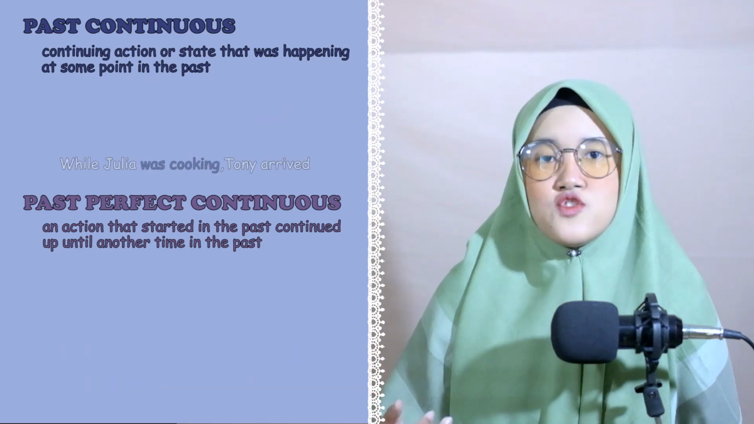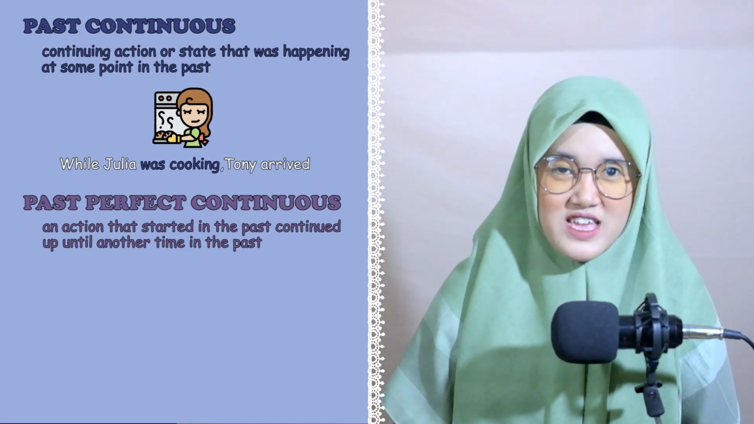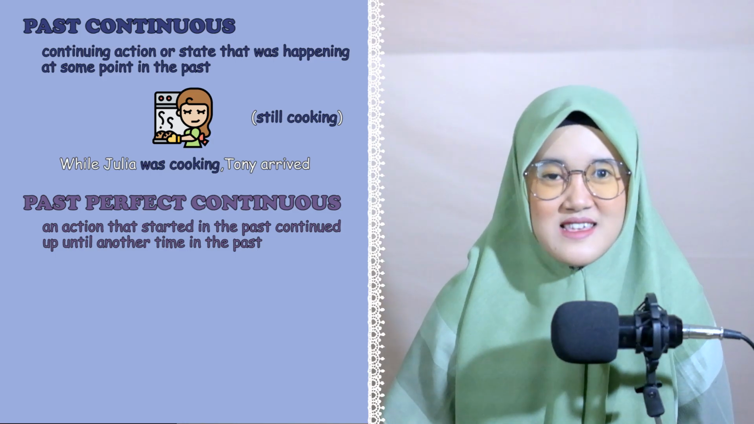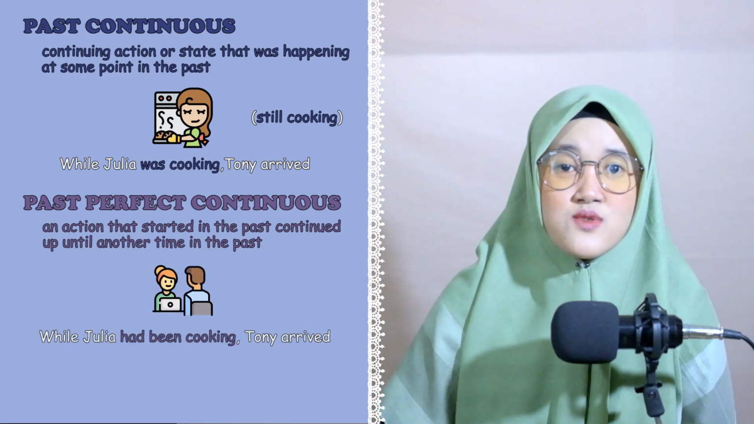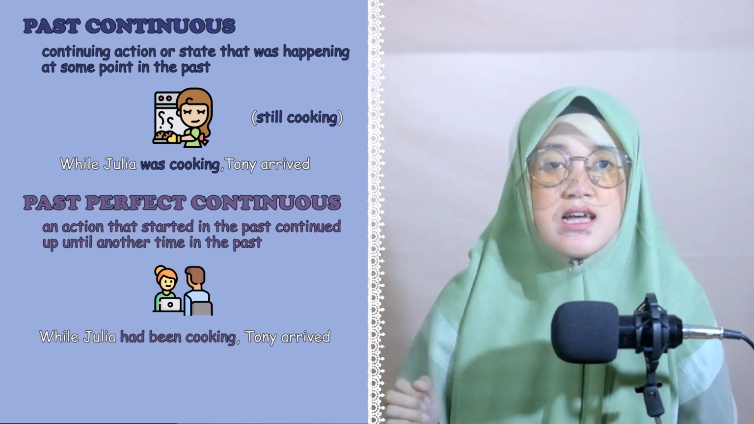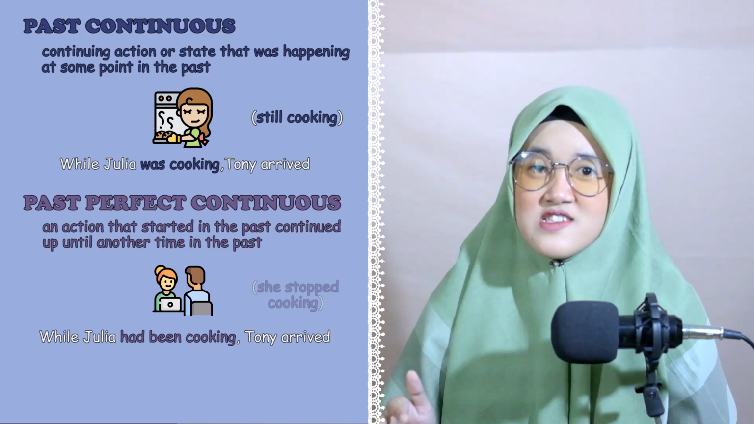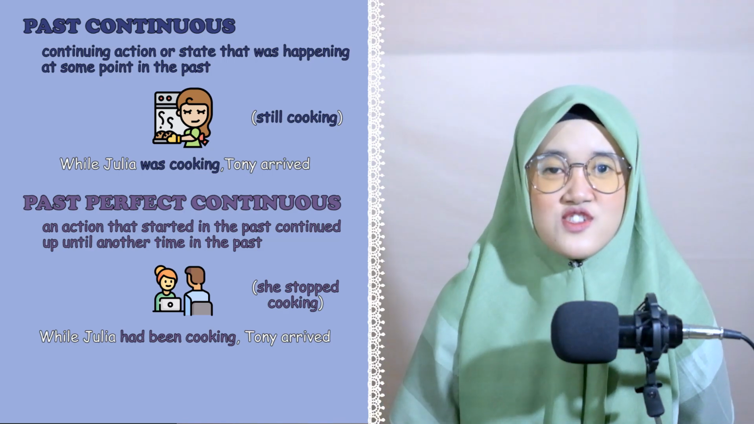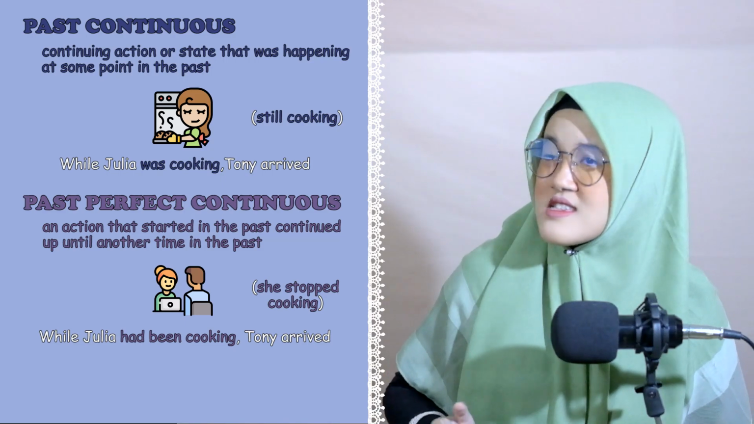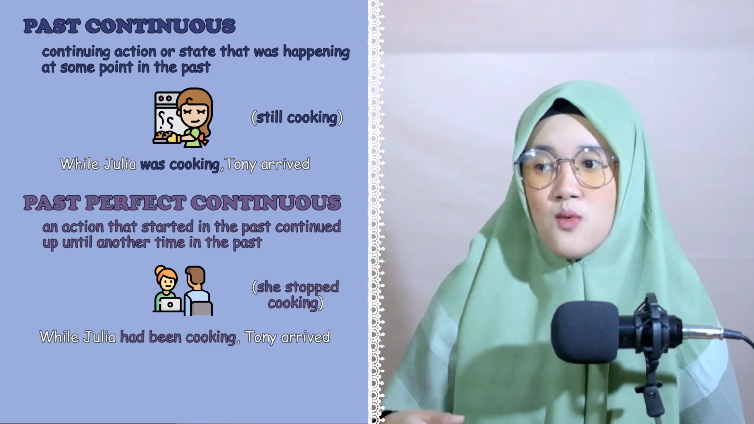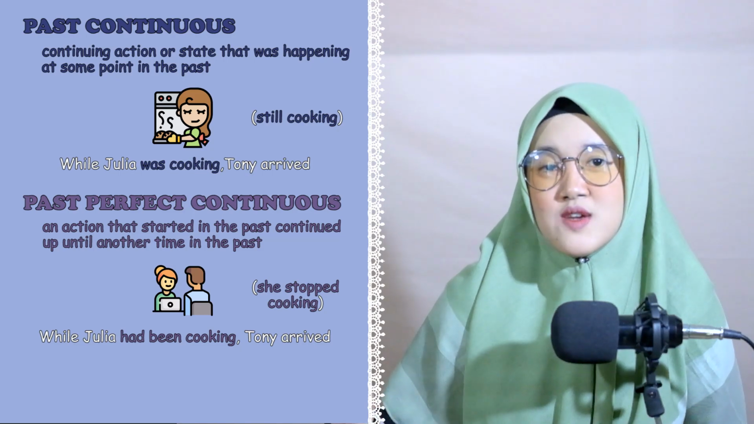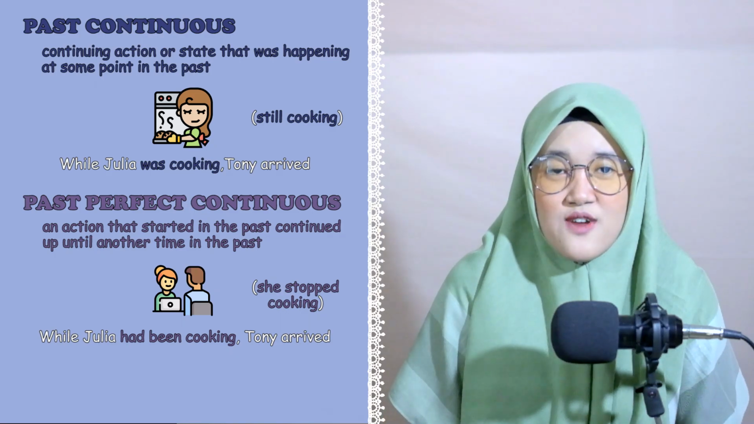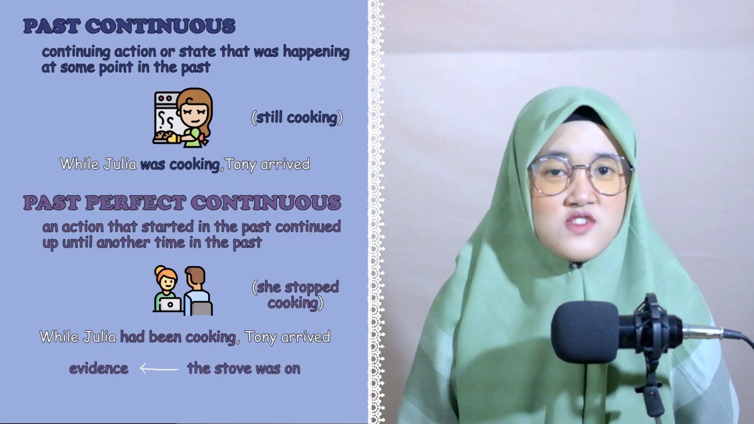When Julia was cooking, Tony arrived. Still cooking, two actions are happening at the same time. When Julia had been cooking, Tony arrived. She was cooking, but she stopped cooking when Tony arrived and she hadn't finished cooking. That action is still incomplete. So when Tony leaves, maybe she will go back to that action. She will finish her cooking. What is the evidence? Maybe the stove was on.